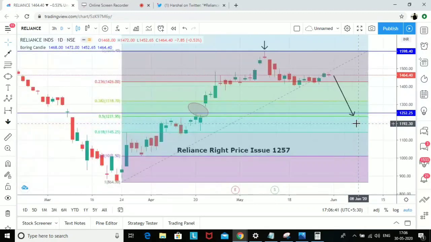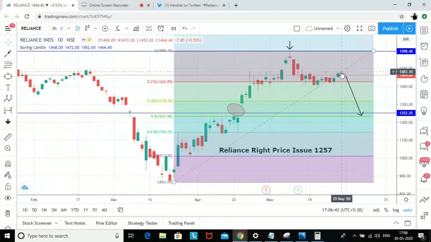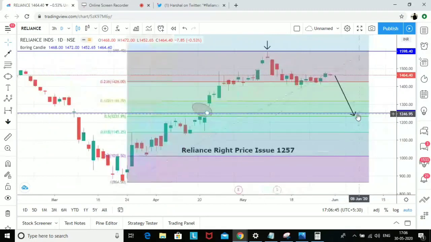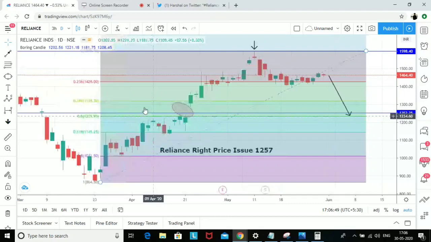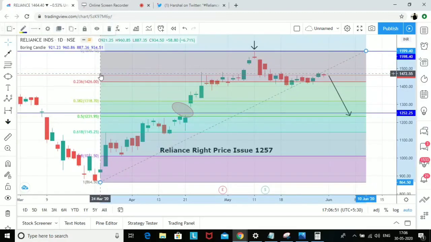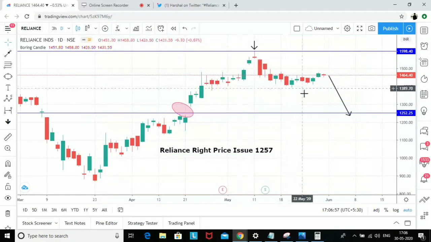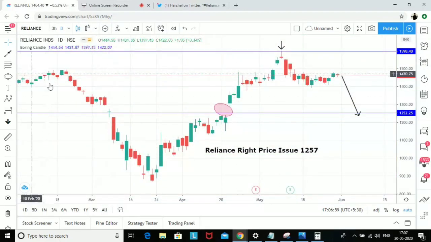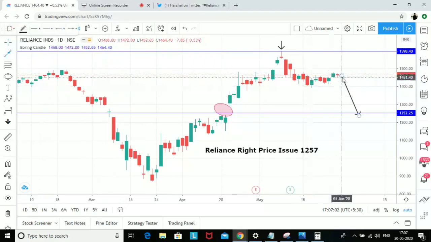But again, till when is Reliance going to rally? Because right now it is at 1464. So now we need to first figure out whether we should buy right now or wait for the 1252 level, or if it is going up, till where it can go up. Now there is always a possibility, either it can go up or it can go down.